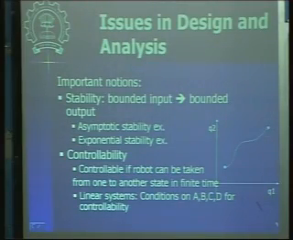Now there are many important notions in the analysis of control. The first and foremost is stability. How do you define stability? One of the ways people define it is bounded input leading to bounded output. If you give a bounded, finite input to the system, it produces a finite output. That is one of the ways.